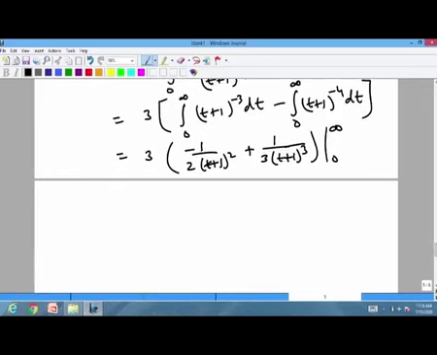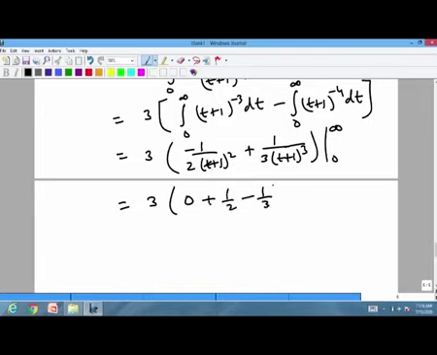Now, as t tends to infinity, 1 by (t plus 1) square goes to 0 and this also goes to 0. So, this will be equal to 3 times 0 minus, at t equal to 0, this becomes minus 1 by 2 plus 1 by 3. So, this is 3 times 1 by 6, which is equal to 1 by 2. So, therefore, the value of I is equal to 1 by 2.